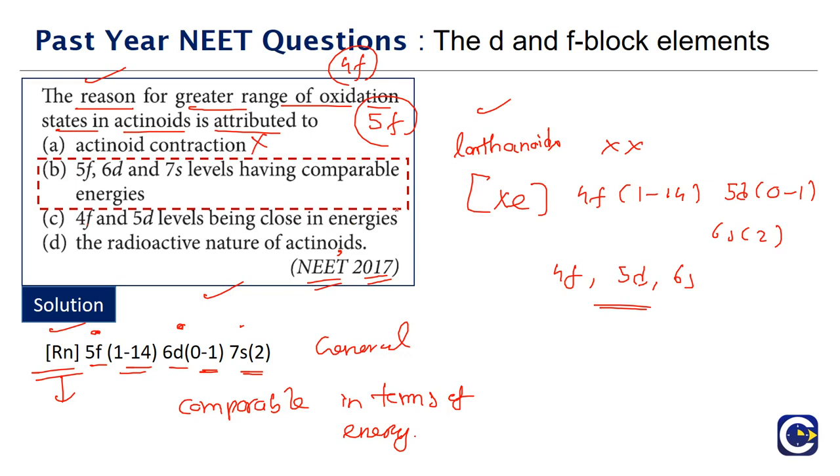So 4F and 5D, they are not close in energy, because 4F and 5D is in fact not about the actinoids. It is concerning with what? Lanthanoids. Option D is saying what? The radioactive nature of actinoids. That is also incorrect, because here we are not talking about the radioactive nature of these substances.